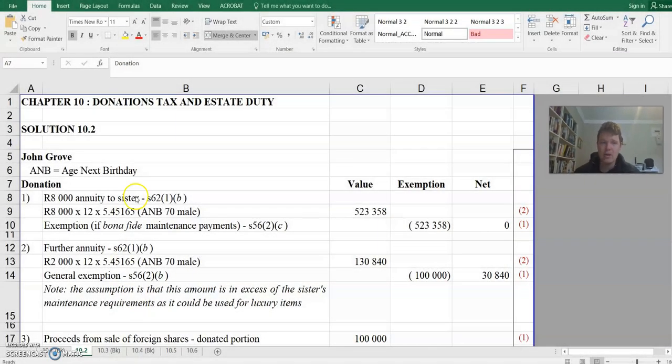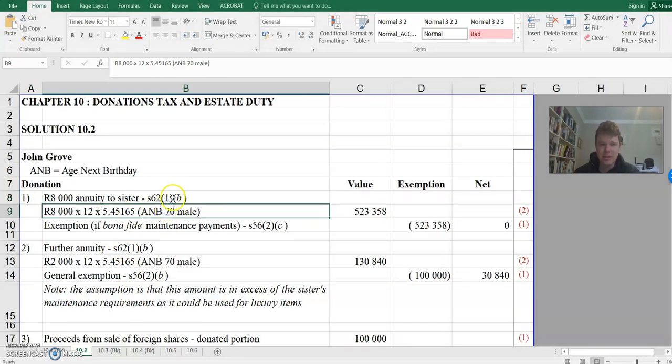Okay. So in this case, you were told you gave an annuity to your sister for her maintenance. She was 63, you gave it to her, and you were 69. You gave her 8,000 Rand a month for her lifetime. This is an annuity, you're going to have to value it. It's the 8,000 times by 12 to get to a yearly amount. You then use your age next birthday from the tables, but you don't have that, so I'm not too worried. I don't really mind what value you used.